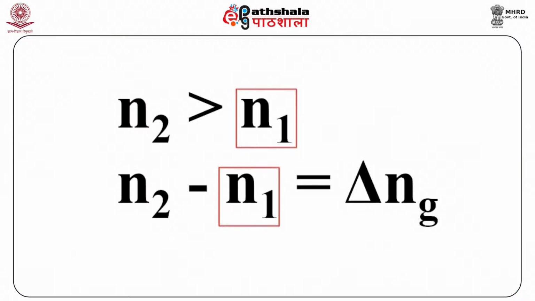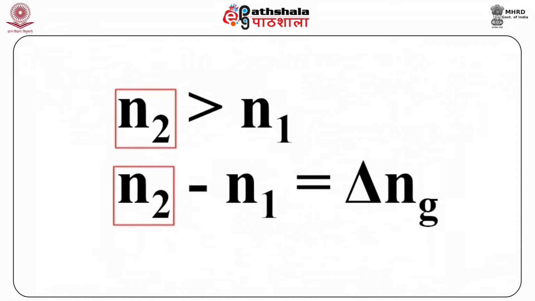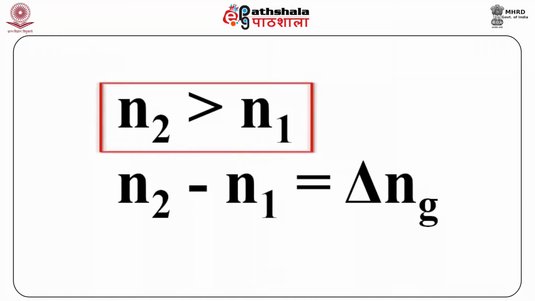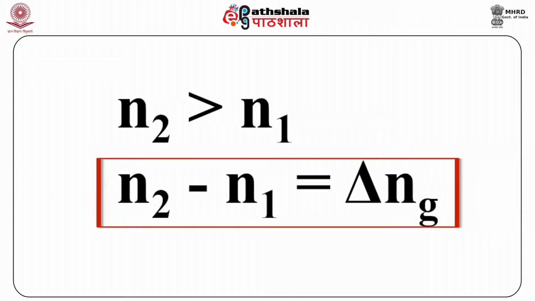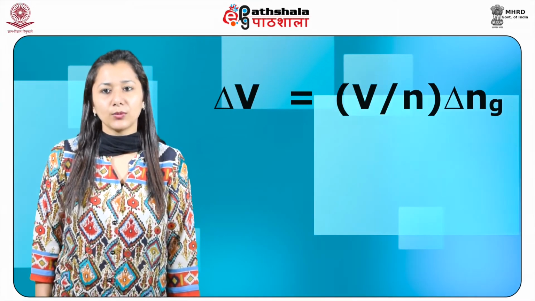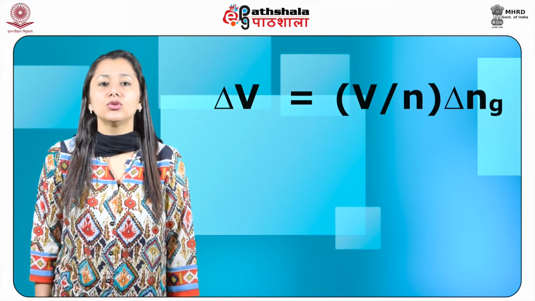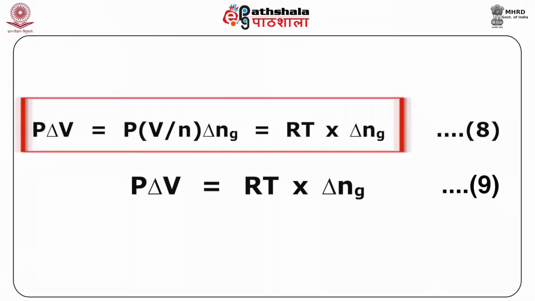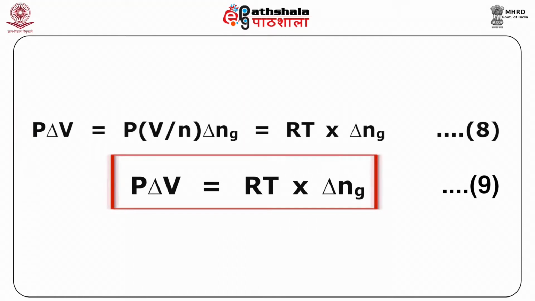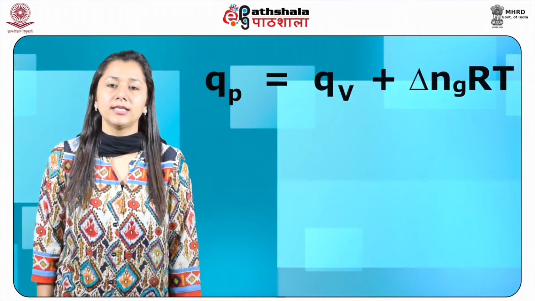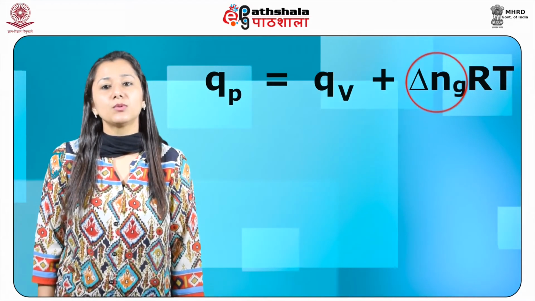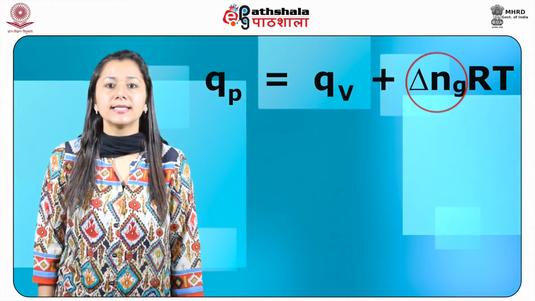Suppose N1 be the number of moles of gaseous reactants and N2 be the number of moles of gaseous products. Let N2 be greater than N1. Thus, the increase in the number of moles is given by N2 minus N1 equals delta NG. The corresponding increase in volume, delta V, will be given by V upon N into delta NG. Therefore, we have equation 8, or this can be written in the form of equation 9. Substituting equation 8 in equation 6, we get QP equals QV plus delta NG RT. In the equation, delta NG stands for the difference between the number of moles of gaseous products and gaseous reactants.